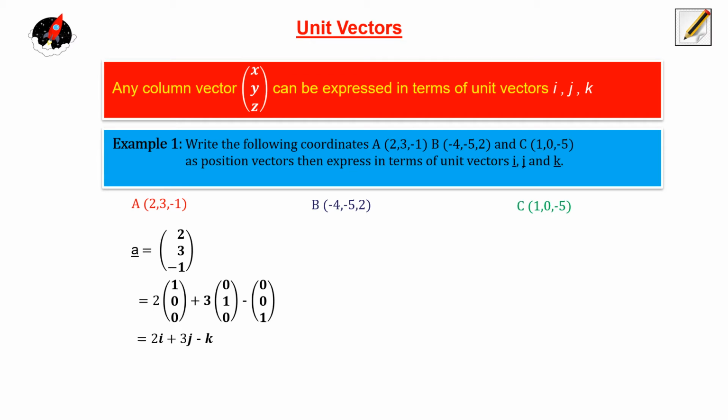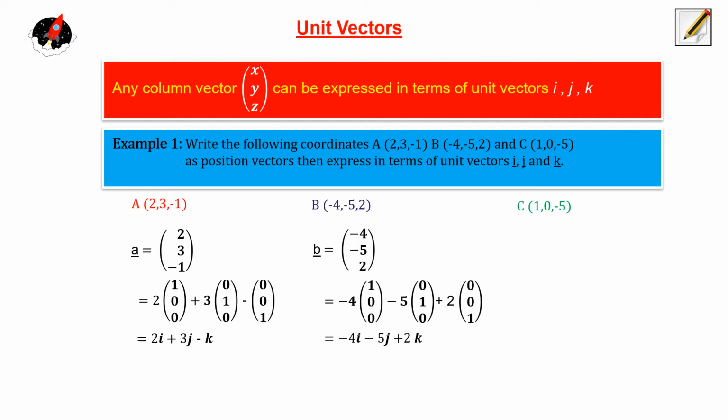Let's look at B. So B is the coordinate point minus 4, minus 5, 2. So therefore our column vector would be lowercase b is minus 4, minus 5, 2 written vertically. To get it in terms of i, j and k, we have got negative 4 in the x component, so that's going to be negative 4i. And then we've got negative 5 is the y component, so that's negative 5j. And then we've got positive 2 is the z component, so that's plus 2k. So we end up with negative 4i, subtract 5j plus 2k.